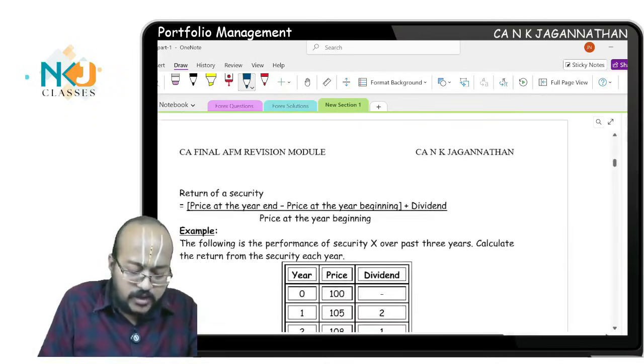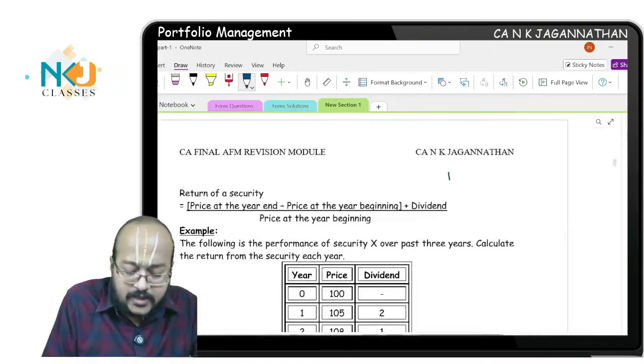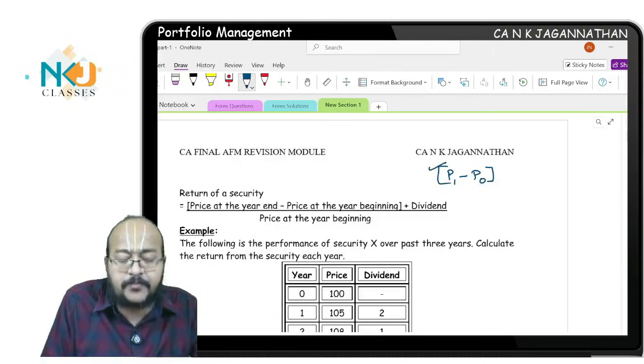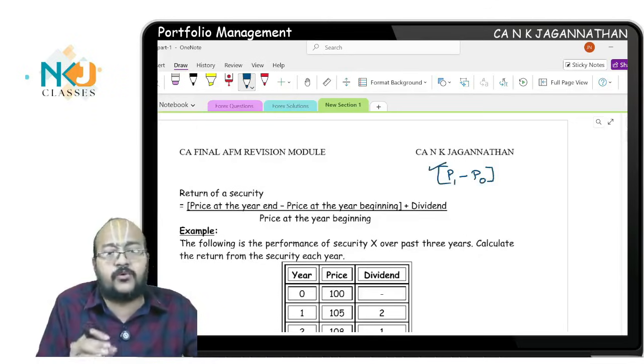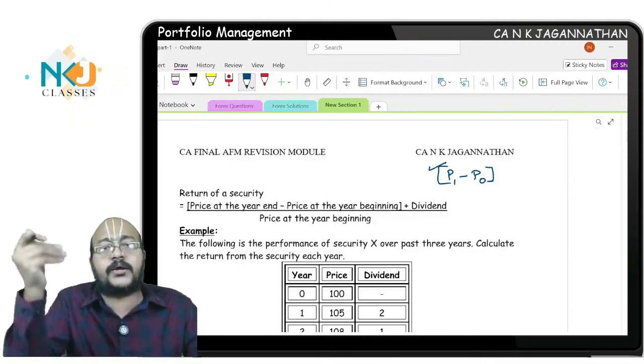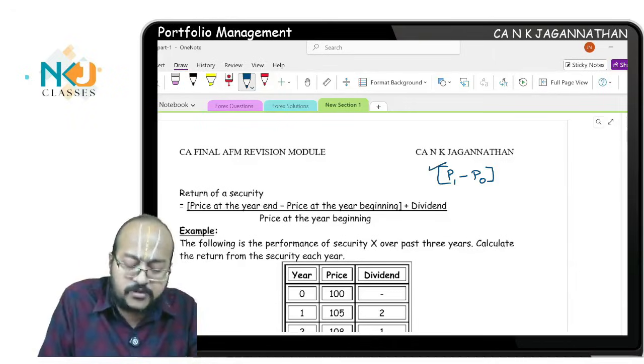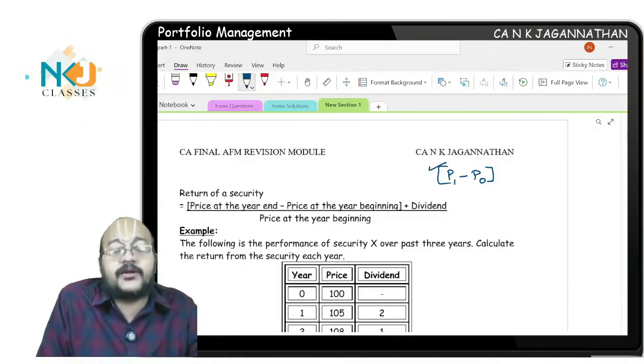Simple return of a security, which means if you are analyzing past prices, the price at the year end, P1, minus the price at the year beginning, P0, is nothing but the capital appreciation from the equity share. Today you invested in equity shares of Reliance Limited at 1,000 rupees. Tomorrow it became 2,000. 100% return, 100% capital appreciation. This P1 minus P0 shows us the capital gains portion.